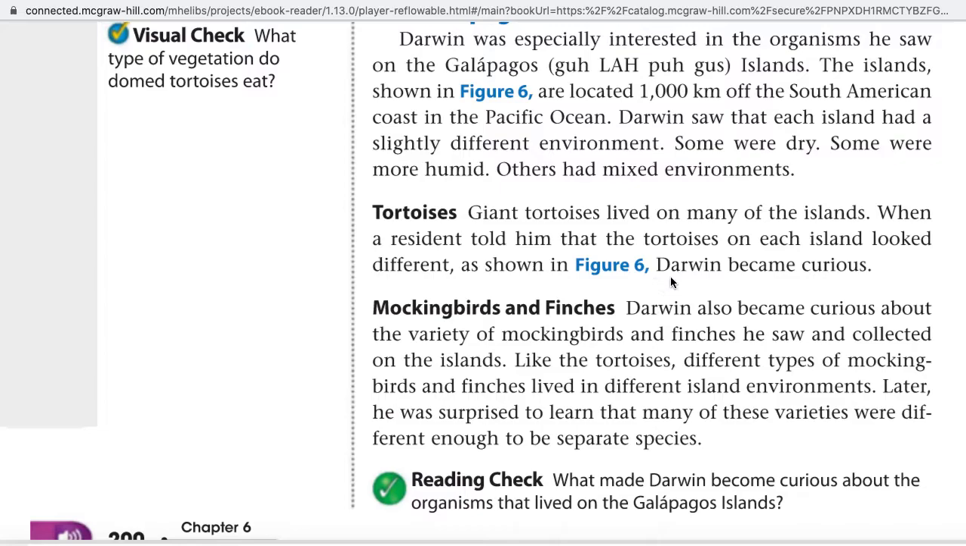Mockingbirds and finches. Darwin also became curious about the variety of mockingbirds and finches he saw and collected on the islands. Like the tortoises, different types of mockingbirds and finches lived in different island environments. Later, he was surprised to learn that many of these varieties were different enough to be separate species.